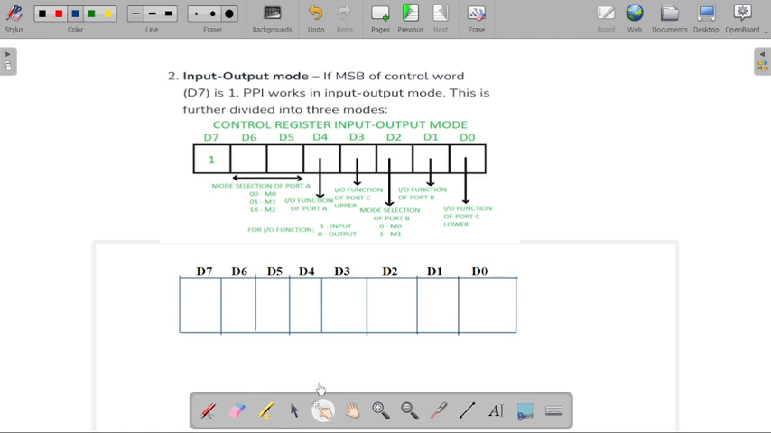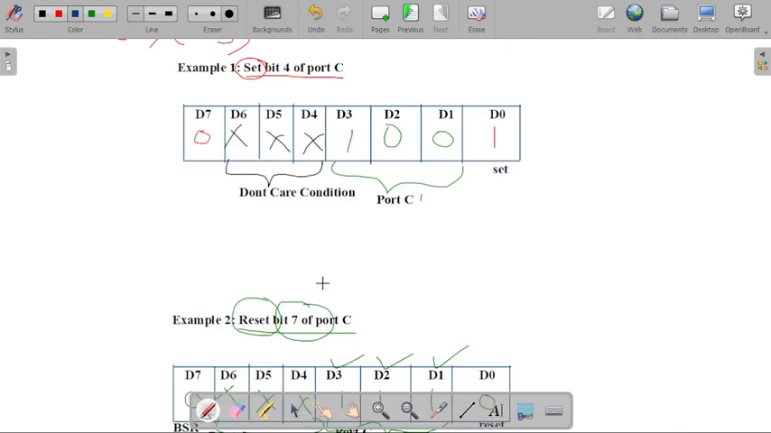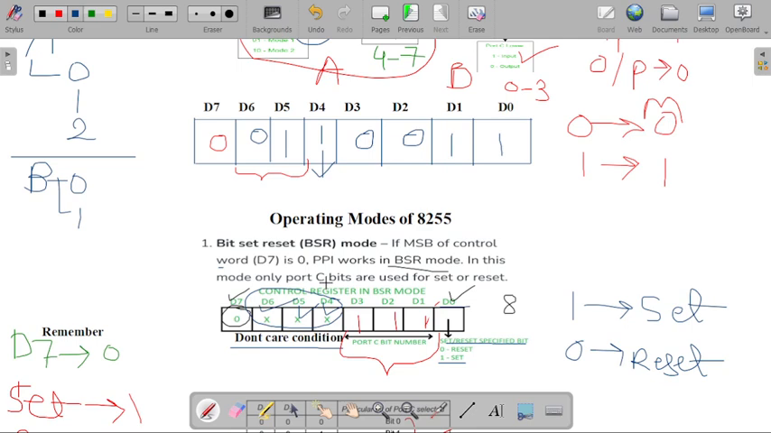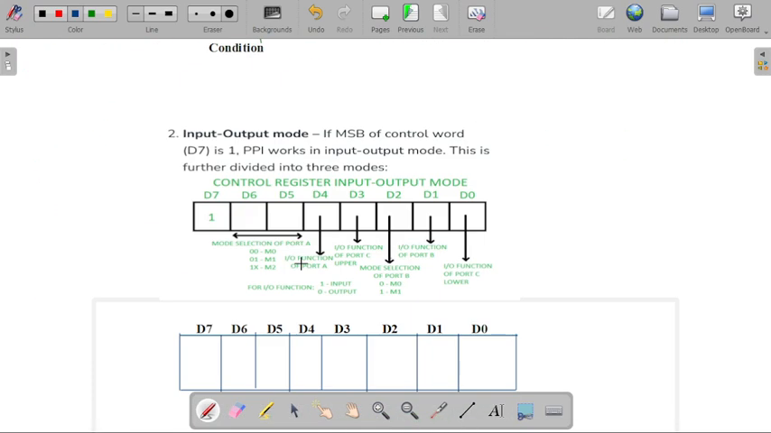In this video, we will learn the input-output mode of our 8255 PPI. In the previous video, we learned how to solve an example with the help of the BSR mode. The link for the video I have given in the description box. So now in this lecture, we will learn how we can solve the example with the help of input-output mode.